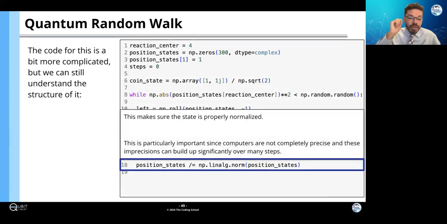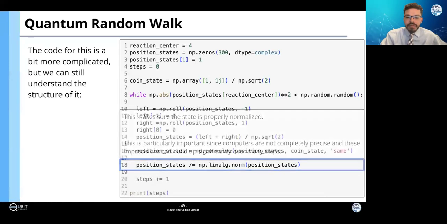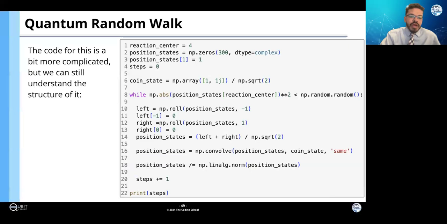Finally, we've got the normalization step, which is needed because computers are not perfectly precise. You could build up rounding errors that ruin your normalization and make the calculations no longer valid. Then you increment your steps and print out the number of steps. So this is relatively complicated code. If it's not immediately clear to you, that's okay.